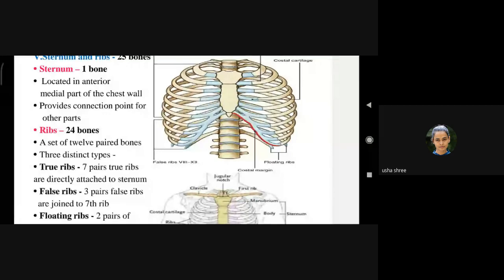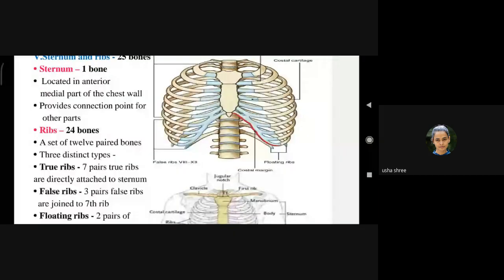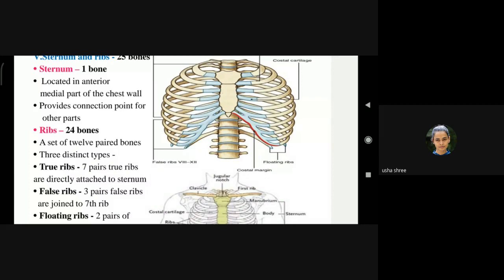And there are false ribs. False ribs are 3 in pair. False ribs are joined to these true ribs. You can see here clearly, false ribs are joined to true ribs by cartilage. This cartilage is known as costal cartilage.